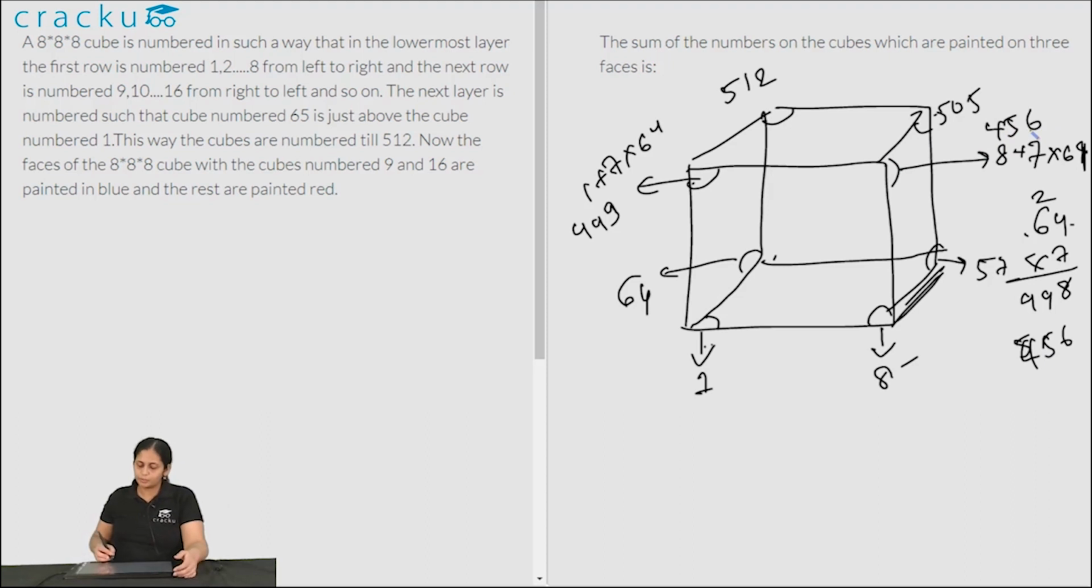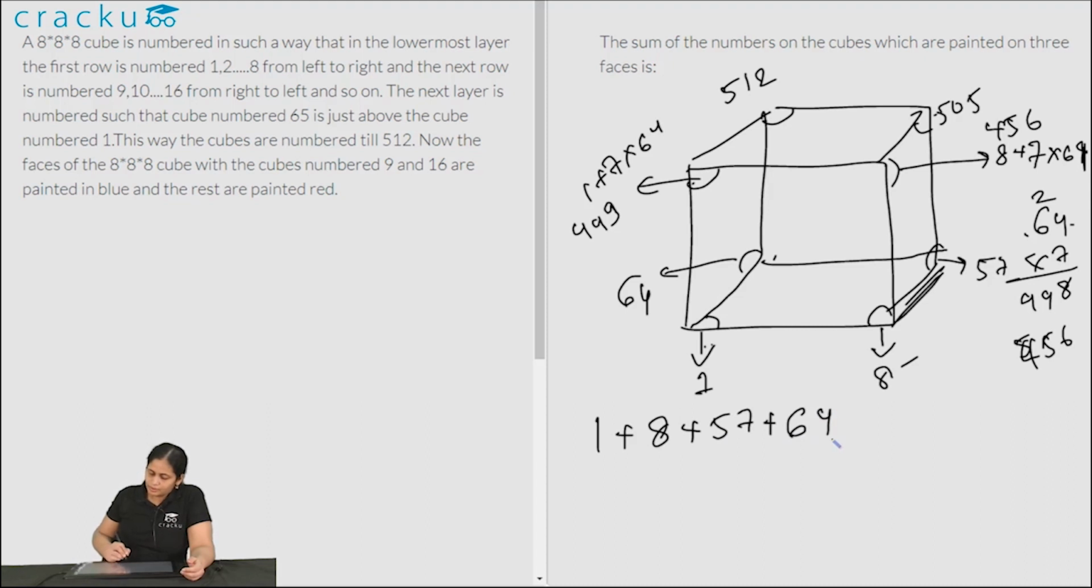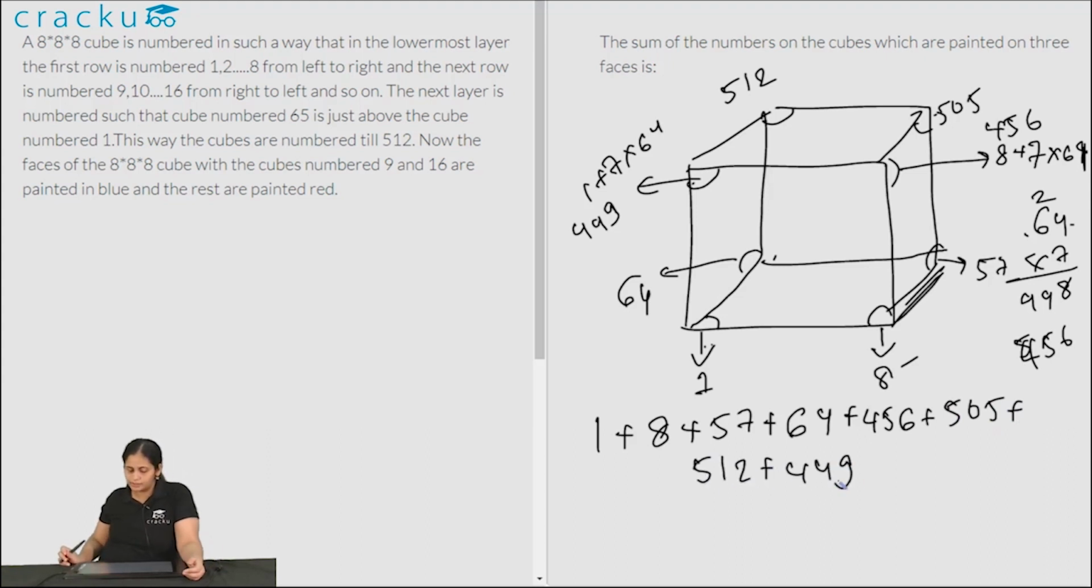So what are the cube corner numbers? The corner numbers are 1, 8, 57, 64. Then you have 456 plus 505 plus 512 plus 449. So let me try to take the sum of this.